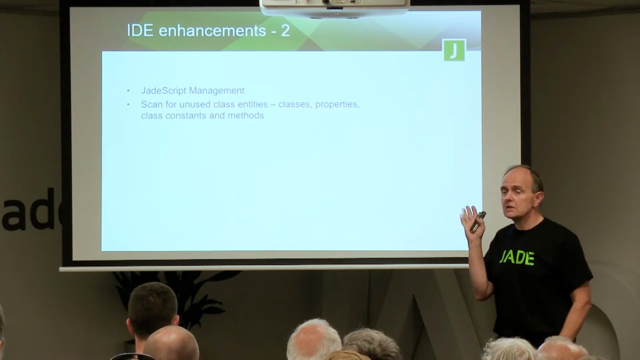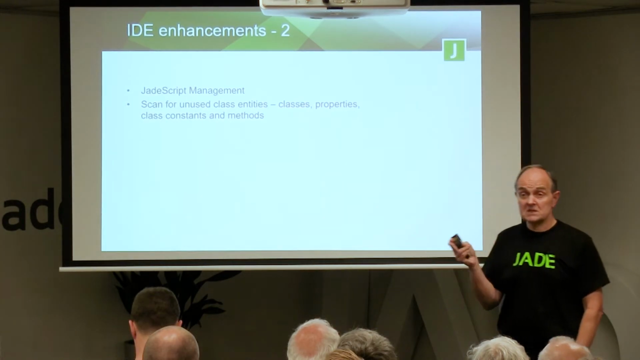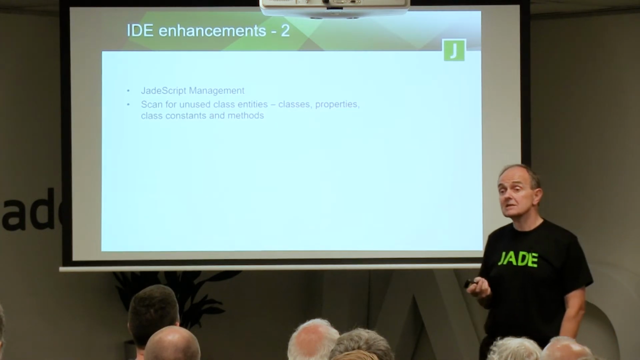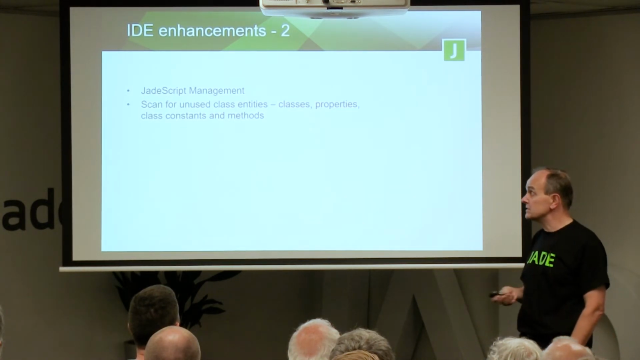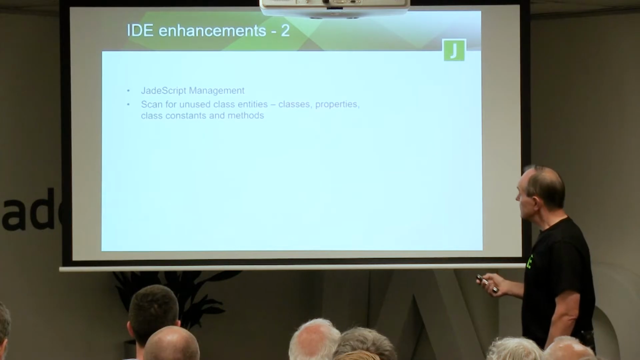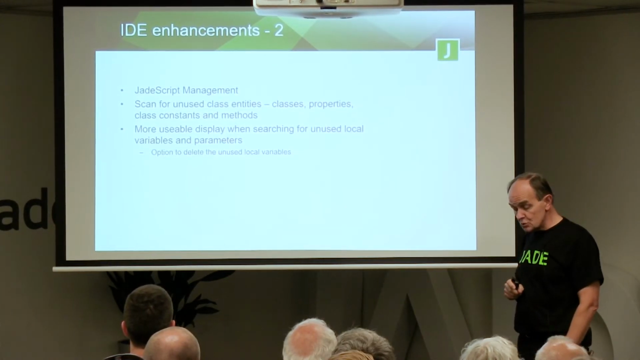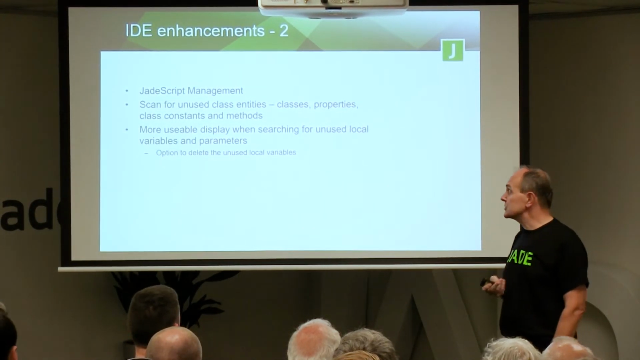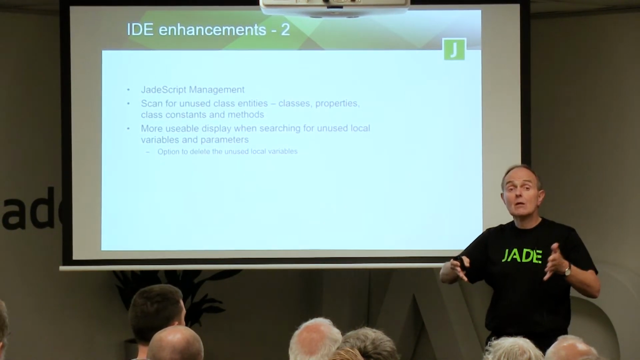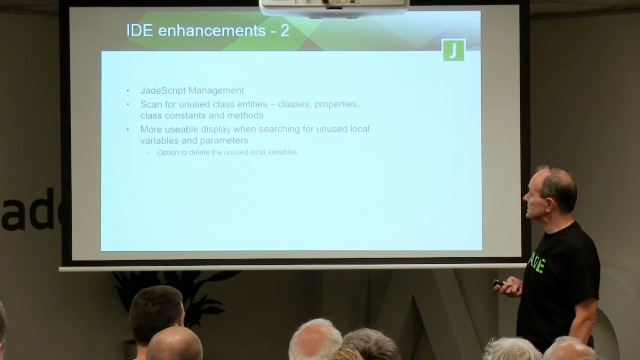As many of you know, we've got a facility in Jade to scan for unused local variables and parameters. That's been around for a while. We've now extended that, and we've now got the ability to scan for unused class entities, classes themselves, properties, methods, constants, those sort of things, and get back which ones are not being used. And the one that we've had for a while, the unused local variables and parameters, is now returned to us in a much nicer format. It used to be just like a printable output, and now it comes back in a table, and you can look through that much easier.